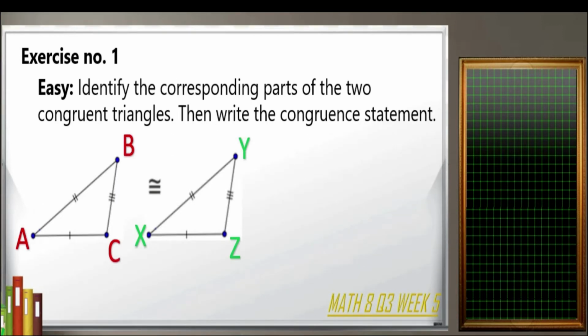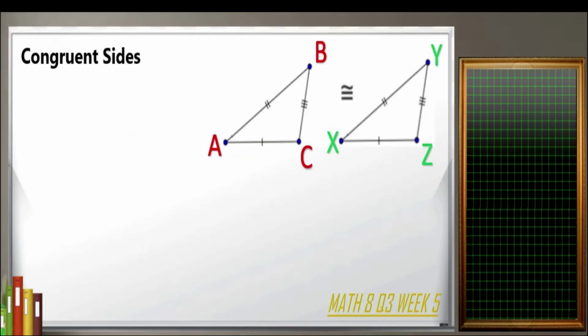Let's have exercise number 1. We have to identify the corresponding parts of the two congruent triangles, and we have to write the congruency statement. Let us determine first the congruent sides. From the given figure, what are the congruent sides?